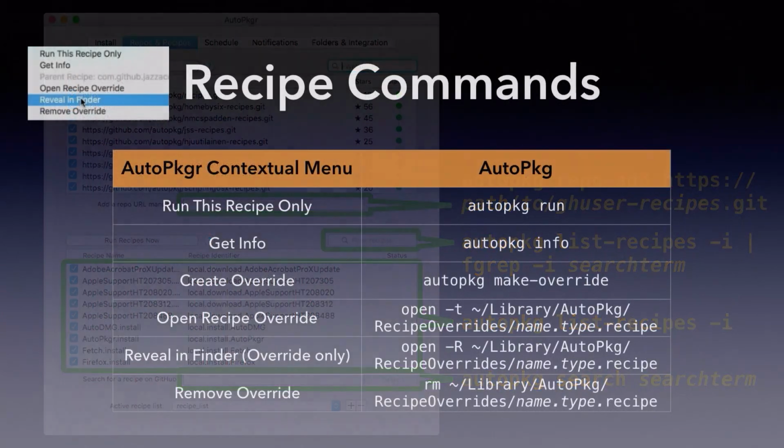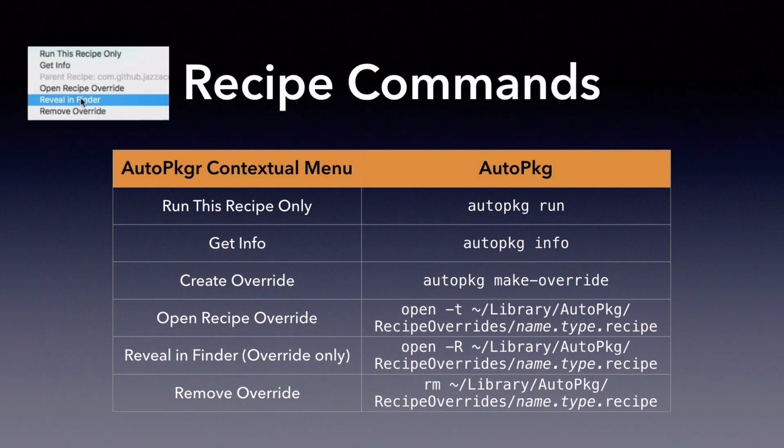There are also contextual menu commands that are sensible in AutoPkg, and there's a list of the common ones, the ways you can make them equivalent. Obviously, the first three are the most common, and they're dead simple. They make perfect sense, right?